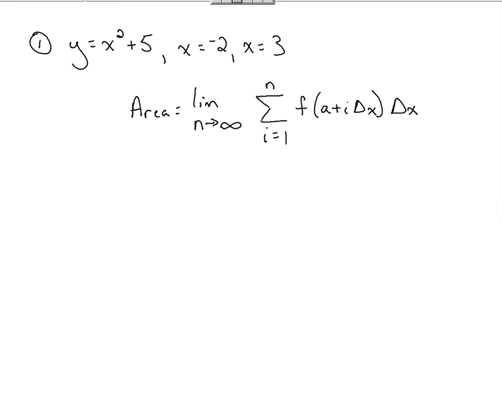Alright, we're finding the exact area under this curve on this interval, and we're asked to use the limit of a Riemann sum. We're going to assume a right-hand approach. For starters, we want to figure out what delta x is.